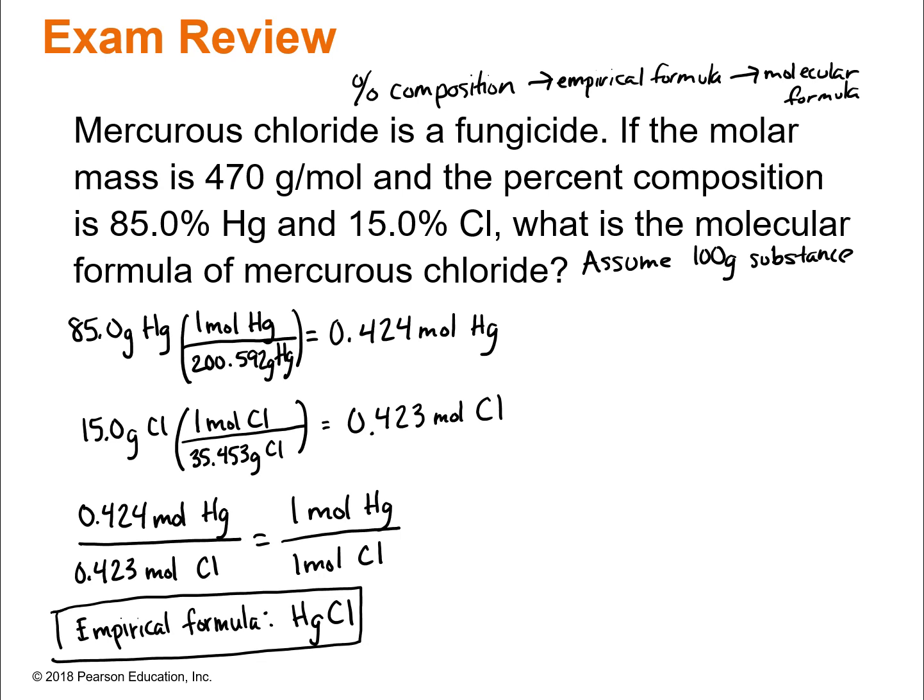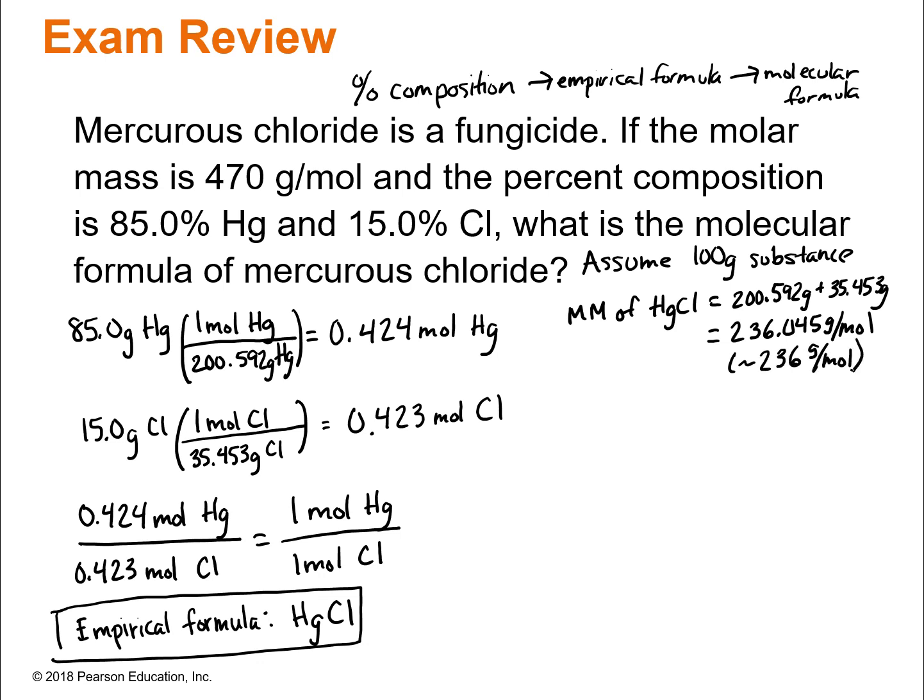Okay. The next part is taking that empirical formula and going to the molecular formula using the molar mass. We first have to calculate the molar mass of the empirical formula. So you should get somewhere in the ballpark of 236 grams per mole. And that's what we're going to use to figure out our N.